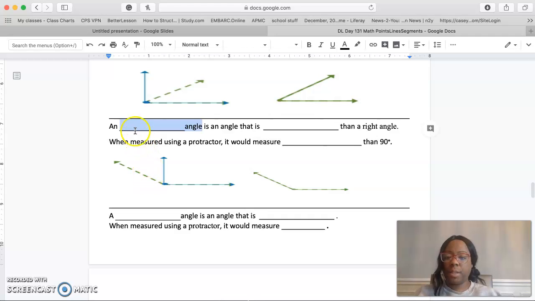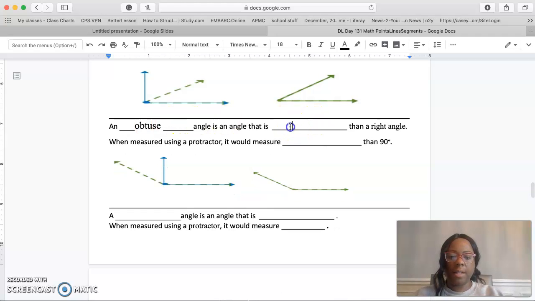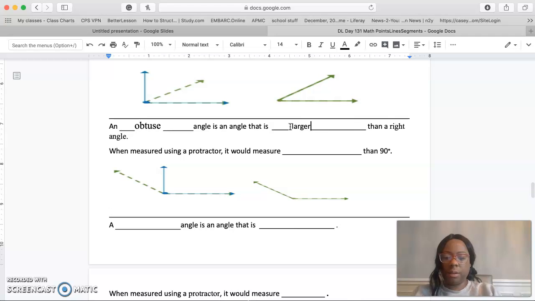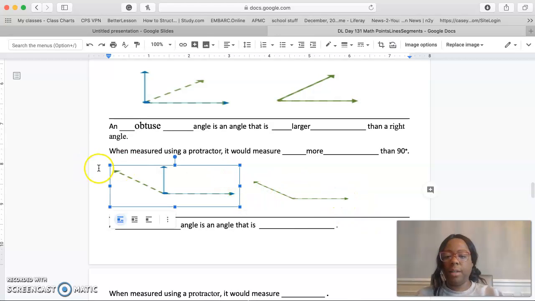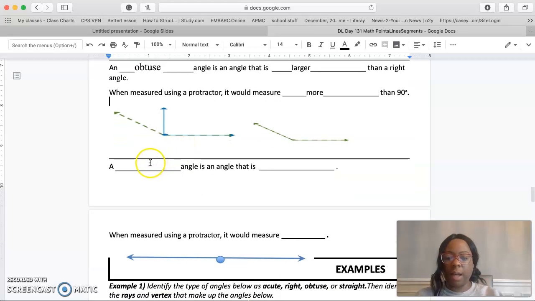An obtuse angle is an angle that is larger than a right angle. When measured using a protractor, it would measure more than a 90-degree angle. So again, they're giving us a gauge to see what a 90-degree angle looks like in blue, and then the green angle is considered obtuse. It's much bigger than the 90-degree angle.